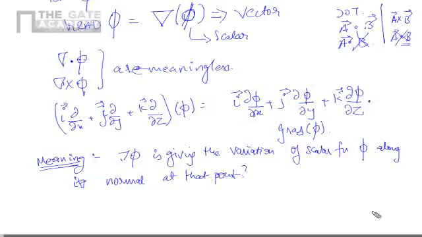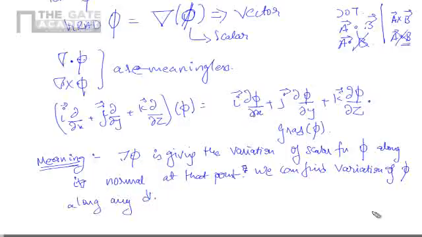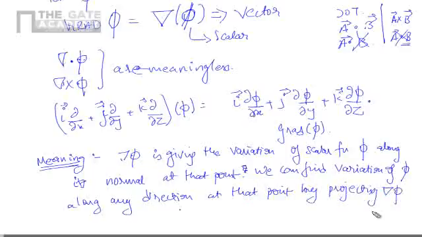Now what is the use of this? The use is, we can find the variation of phi along any direction at that point by projecting del phi on that direction.